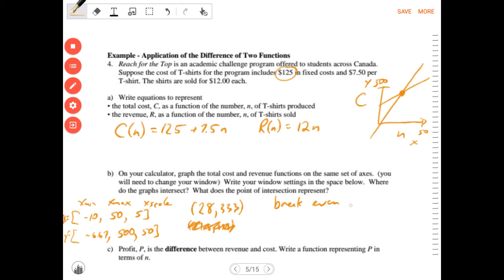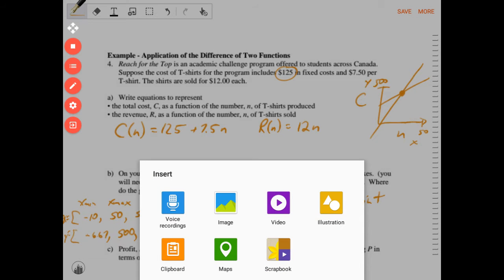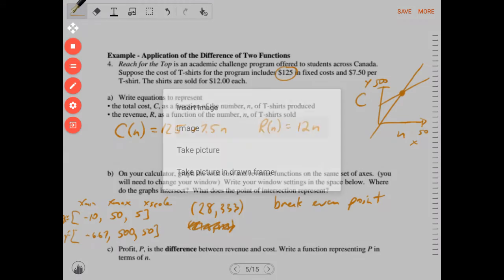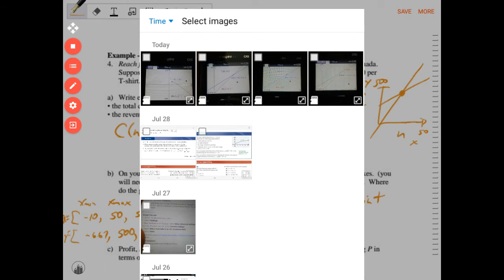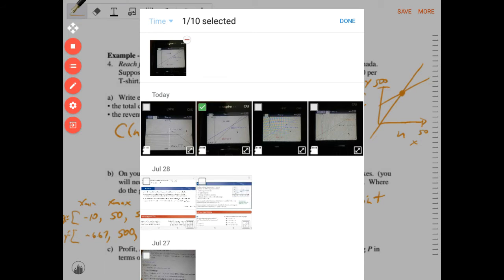The break-even point is where your cost and your revenue are exactly the same. So you haven't made any money, but you haven't lost any money either. Okay? Now, I did actually take a picture of this graph, so I will show it to you, just so you can have an idea of what that looks like. Okay, so that is this one here.